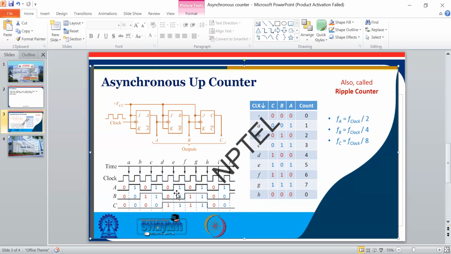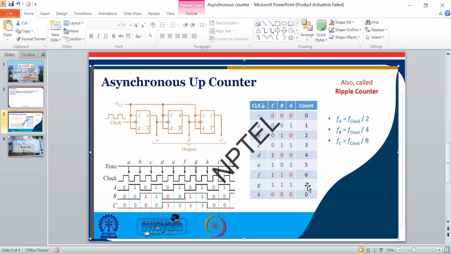In case of these waveforms, if we find out the bit values, then we will get the count as 0, 1, 2, 3, 4, 5, 6, 7, then again to 0. It means the count value goes on increasing from 0 to 7. That's why it is called an up counter. It is also called a ripple counter.